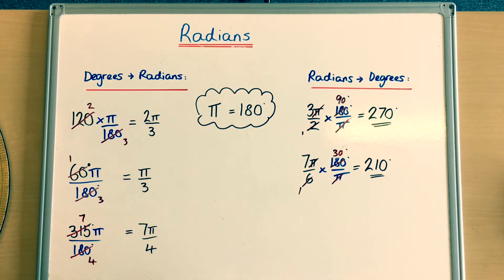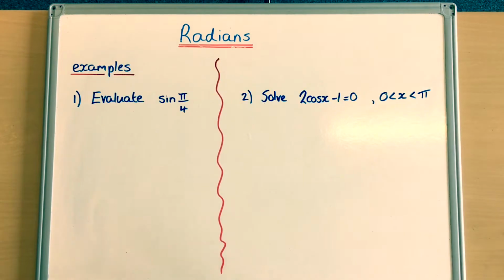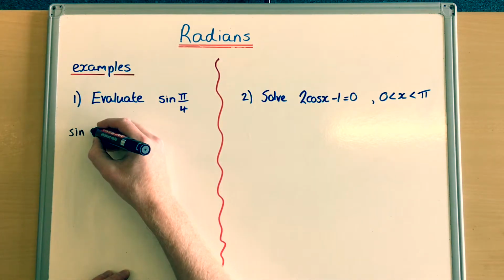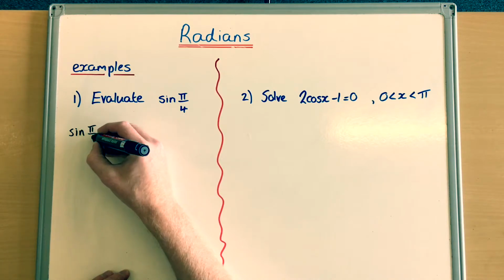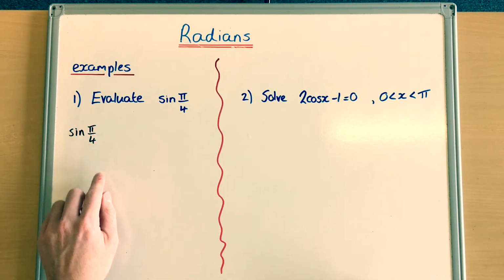So there we go, changing from degrees into radians and radians into degrees. Let's have a look at a couple of examples involving radians. First of all, I'm being asked to evaluate sine of pi over 4. Now this will be a non-calculator question, and I'm going to need to know my exact values, but I don't know my exact values in radians. I learn my exact values in degrees. So what I'm going to want to do is turn pi over 4 into degrees.